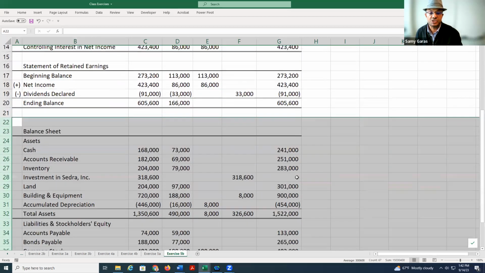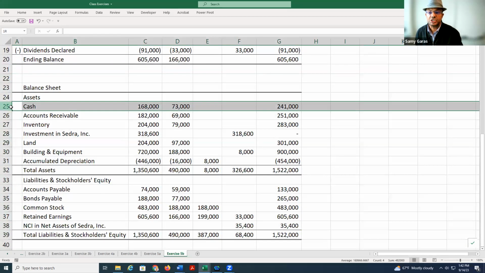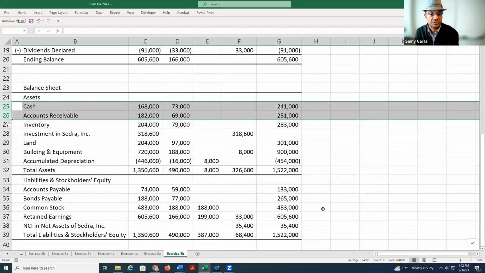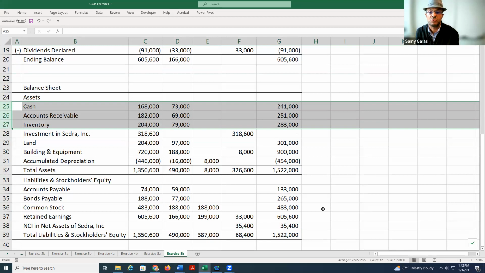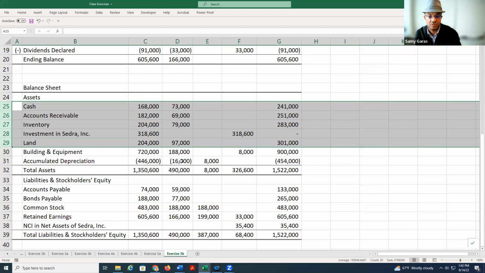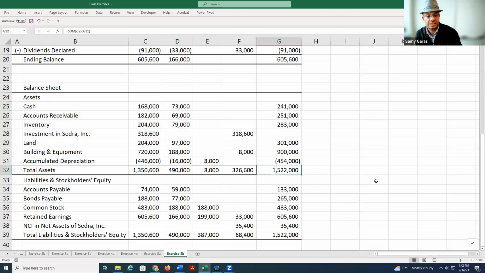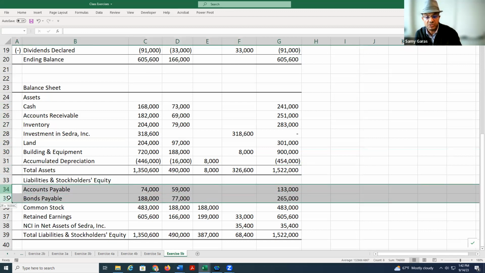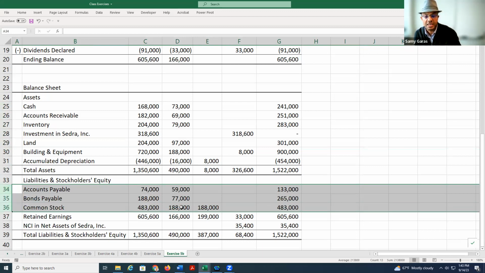So here in the balance sheet, we take cash, we take accounts receivable, inventory with no problem at all. But as we did in the previous examples, the investment will be closed, land will be the same. And here you can see that I put 8,000 credit for the asset, debit for the accumulated depreciation, and then we add them together. We end by having total asset 1,522,000, and then we do the accounts payable, bonds payable, common stock here, and here I remove the common stock of the subsidiary.